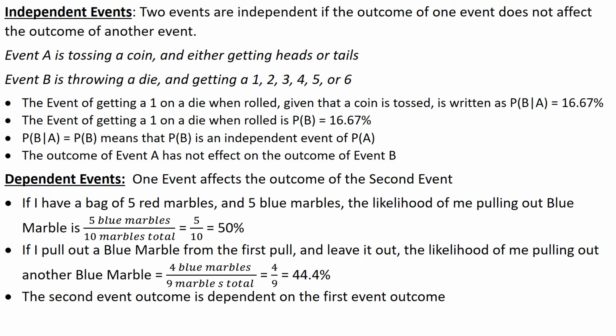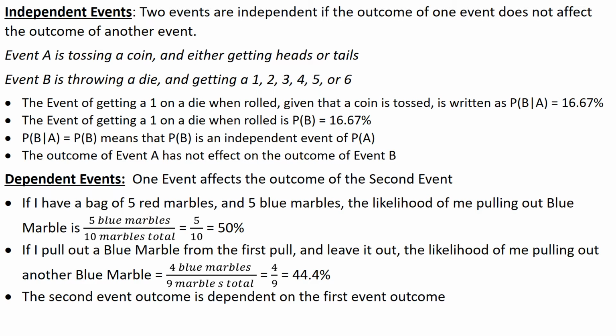The probability of getting a 1 on a die when rolled is 1 out of 6, or 16.67%. Even when a coin is tossed prior, that coin being tossed has no effect on the result of what die comes up. So it's 16.67%. These are independent. Flipping a coin, even when we do it simultaneously, and getting a certain number on a die are independent of each other. One does not affect the outcome of the other.